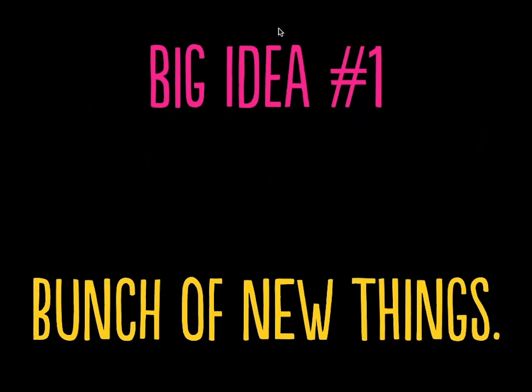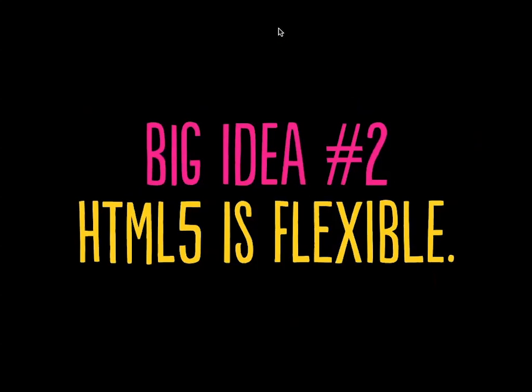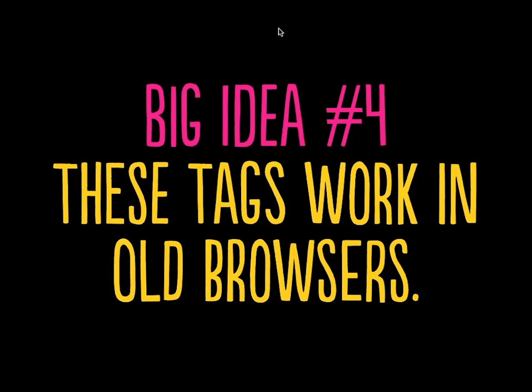Today's big ideas. Number one, HTML5 is actually a catchphrase for a bunch of new things. It's not just one thing, it's a bunch of things. We're going to cover what those things are. Big idea number two, HTML5 is flexible. It's actually more flexible than what came before it. We're going to talk about that and why that's the case. Number three, HTML5 has new tags that you can use in your web pages. And big idea number four, these new tags work in old browsers.